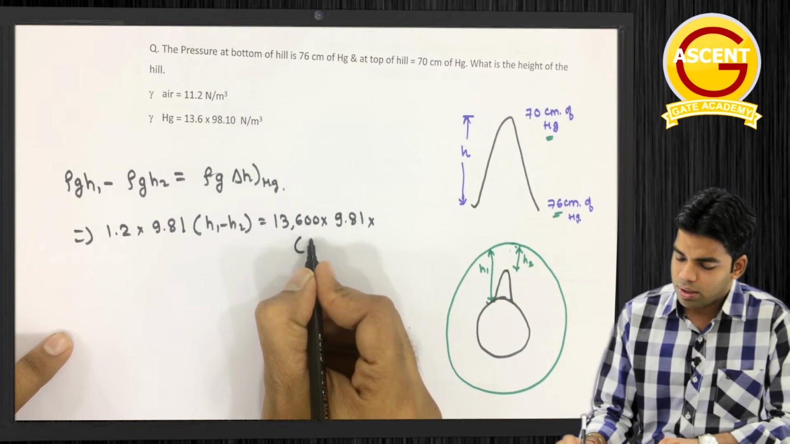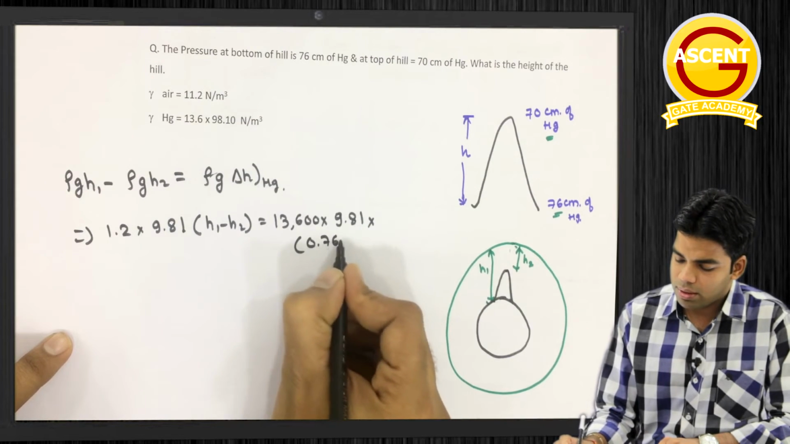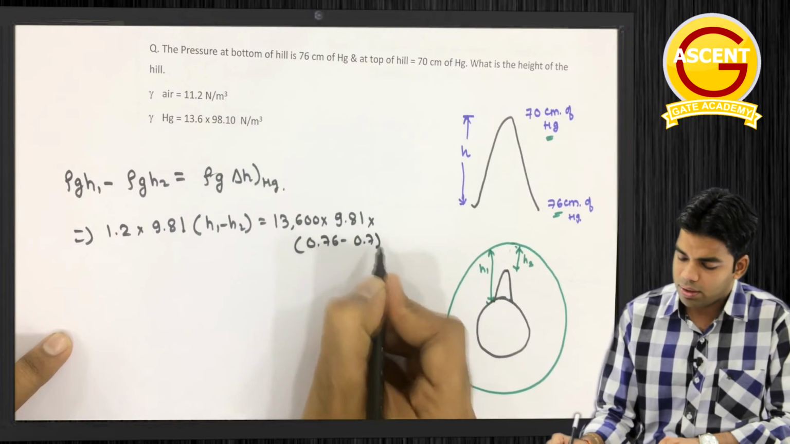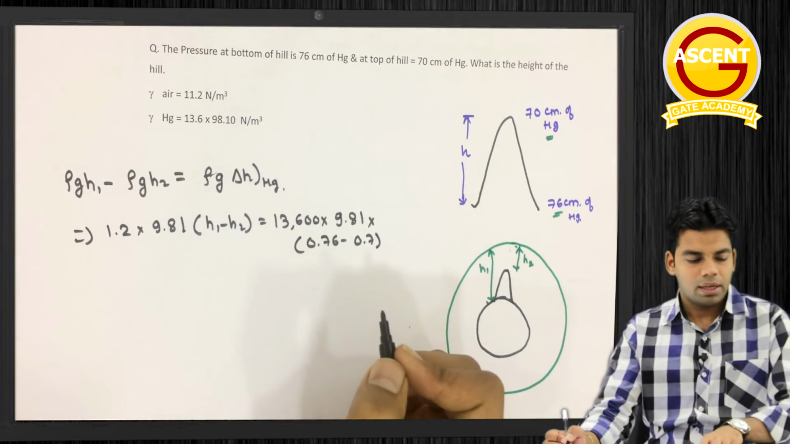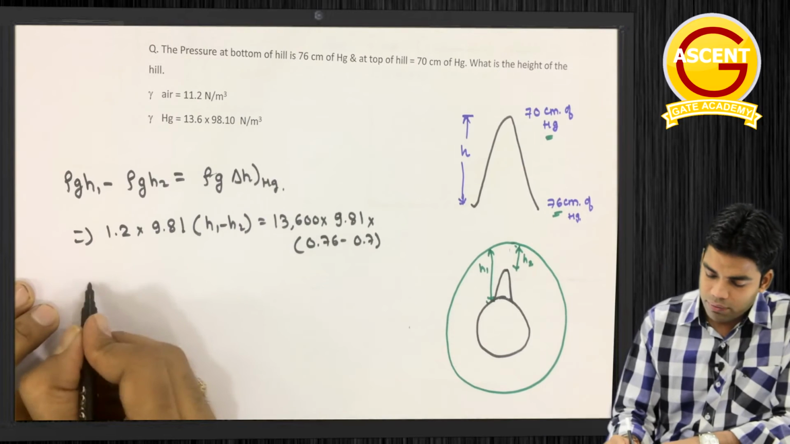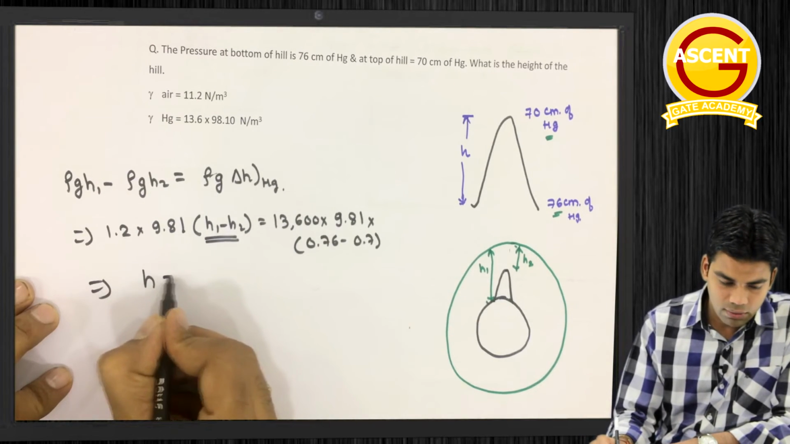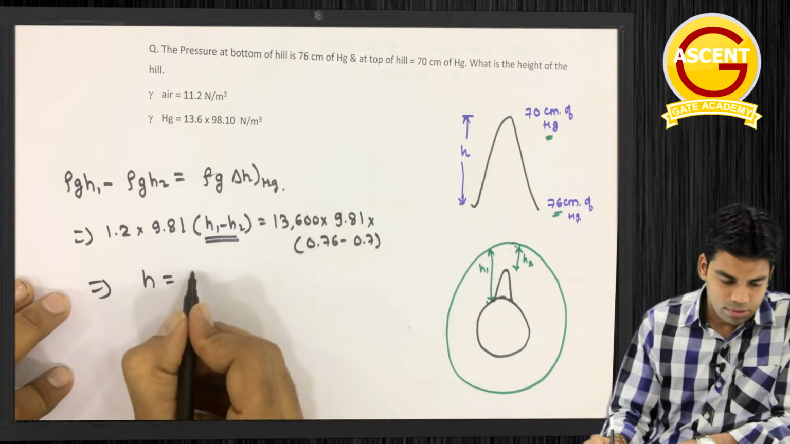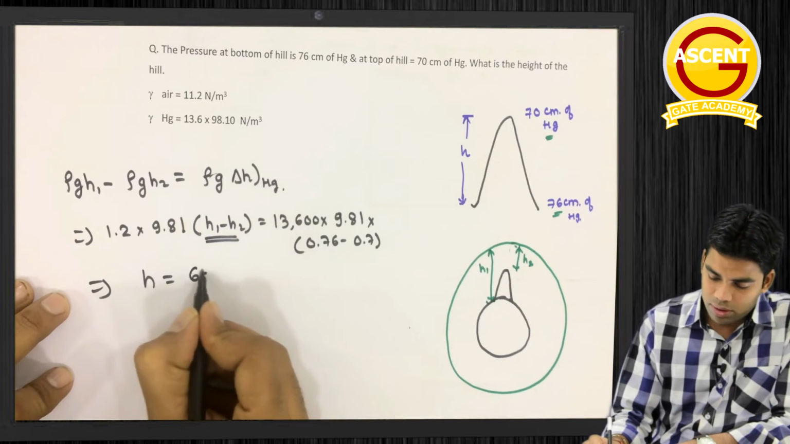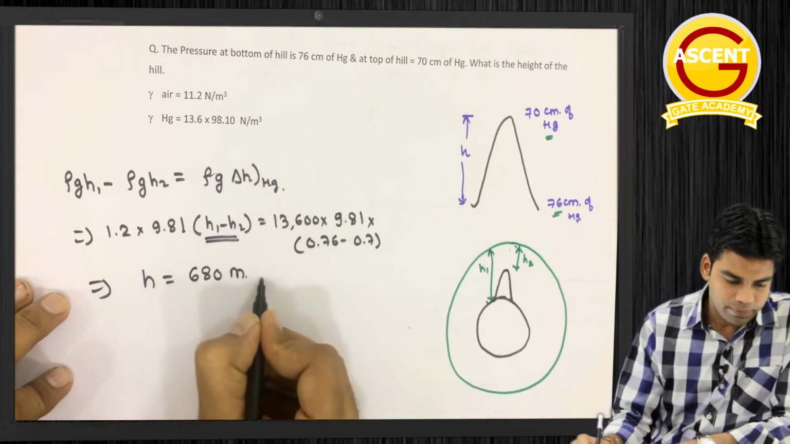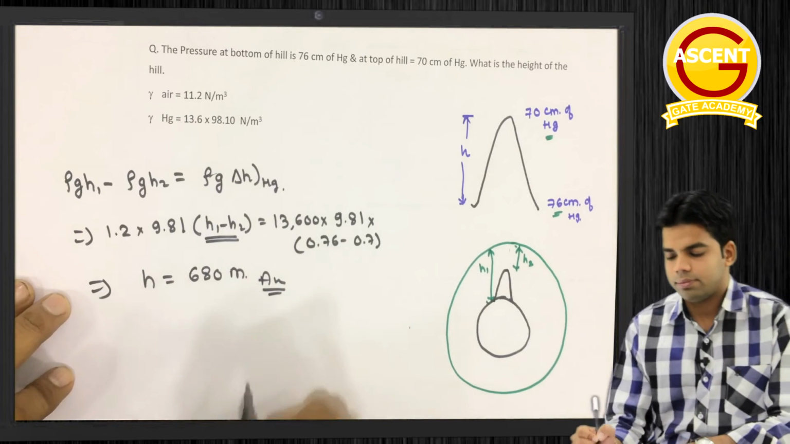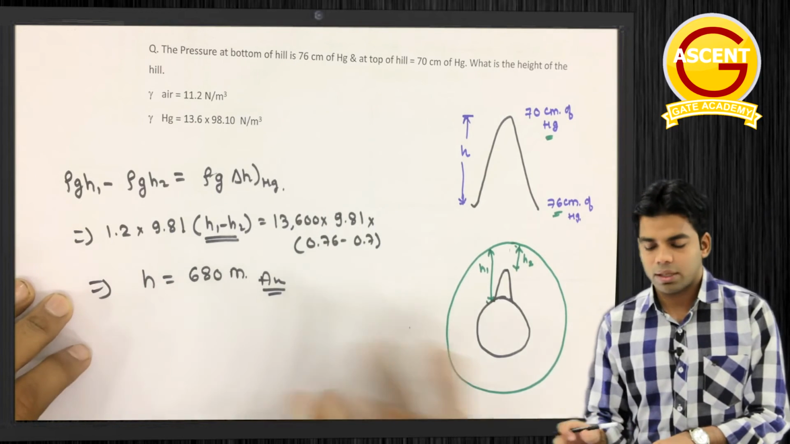in terms of meter of Hg it is 0.76 minus 0.7. Getting this or not? From here we can get the value of h1 minus h2, which is nothing but h. So this h will be equal to what? From here you can calculate it and this will be equal to 680 meter. Answer. Getting this? How we can calculate this?